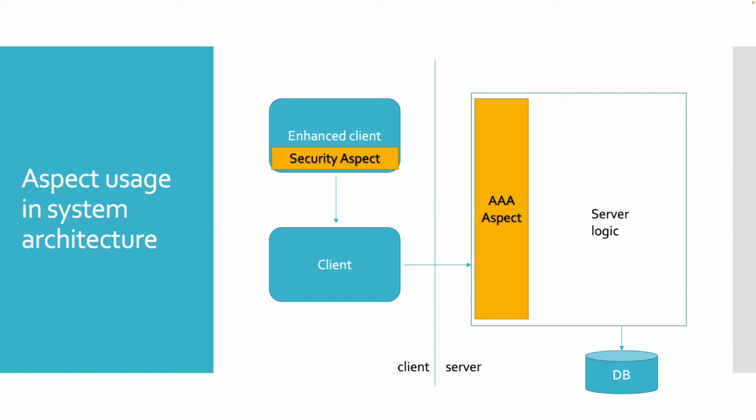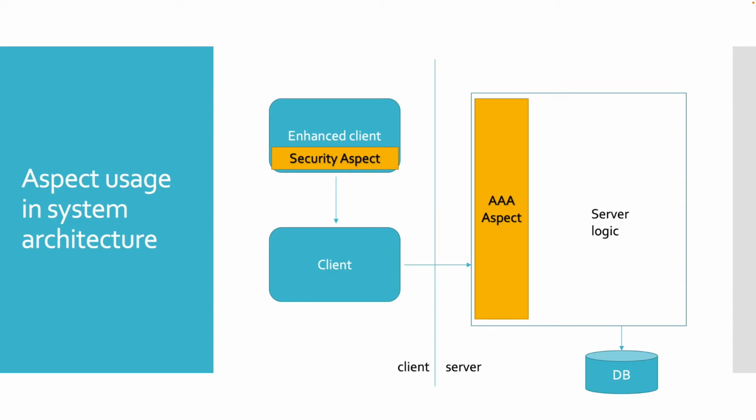In such a scenario, we can apply aspects to it. We can see this is the client server model, and at the server side, we have the AAA aspects. This means that for every method, we will check AAA. Also, we can have logging aspects or other aspects at the server side. For the client side, we also need to do some security checking. We can also do similar aspects there.